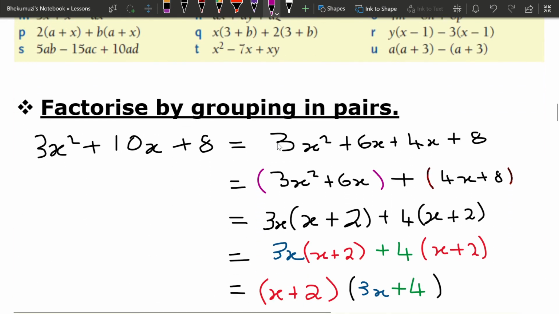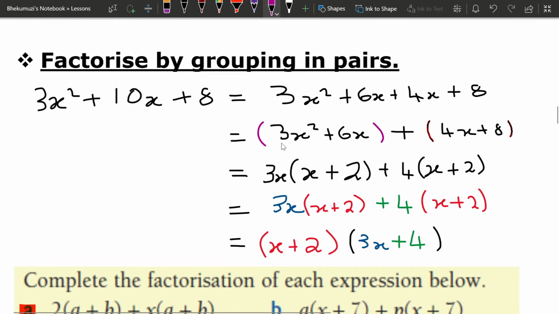Okay, so now we move on to factorizing by grouping in pairs. And so here's a very good example. Now you have a trinomial which is 3x to the power 2 plus 10x plus 8, right? Now you can agree with me that you could separate 3x squared plus 6x plus 4x plus 8, you can separate the 10x into 6x plus 4x, right, which is done over there. So you can agree with me that you can do that, right? So if we could do that, we have 6x and 4x.